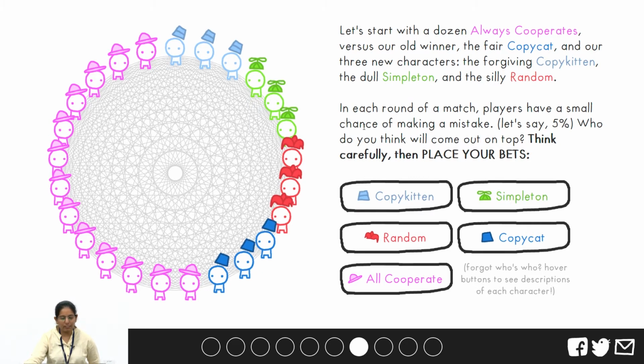Speaking for myself, this is a little harder to think about because of the randomness involved. There's a 5% chance that there is a mistake, and there is also a player whose strategy is random. We have only been playing with deterministic players so far, so it's even harder to make an educated guess. But a guess is a guess, so do you want me to place a bet on something?